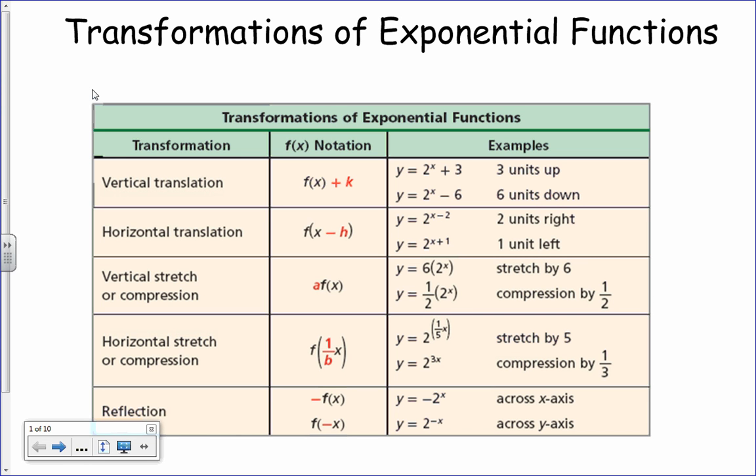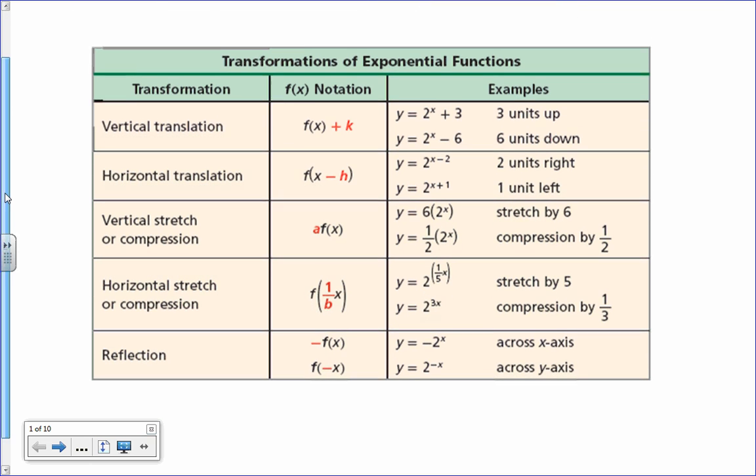Stuff that's on the outside is vertical. Stuff that's inside is horizontal. If it's added or subtracted, it's a translation. If it's multiplied, it's a stretch or compression. If there's a negative, it's some type of reflection. So that's kind of what this first slide is showing you.